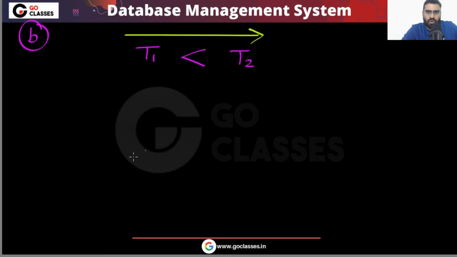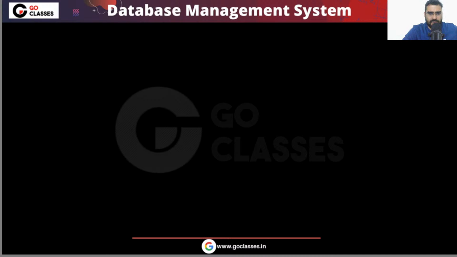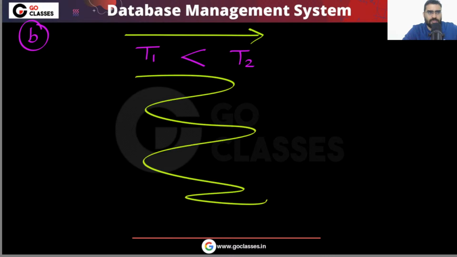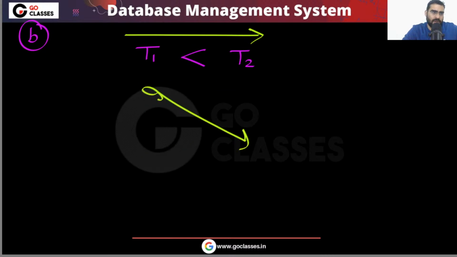So this is the serializability order. The conflict operations should happen in this order. In the other order, the conflict operation should not happen.